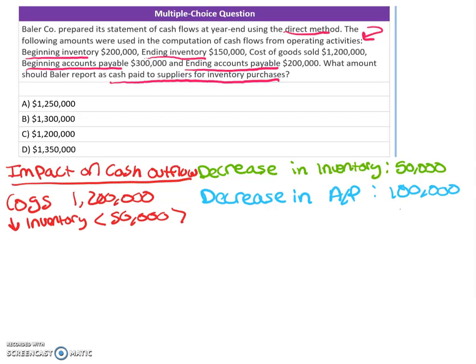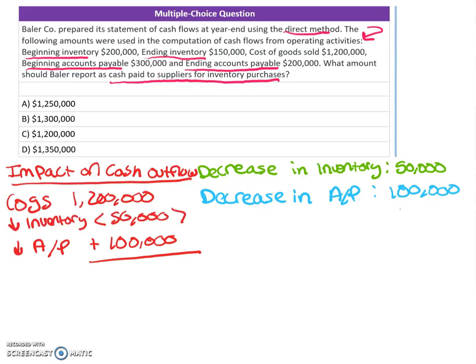So the most important thing to understand here is we're talking about the amount of cash that we're spending. So a decrease in inventory means that we're going to be spending less. So that means we're going to be decreasing the amount of our cash outflows. What about our decrease in accounts payable? So a decrease in accounts payable means that we're paying off our debt today. So this is going to increase the amount that we're spending today, aka an increase in our cash outflows.